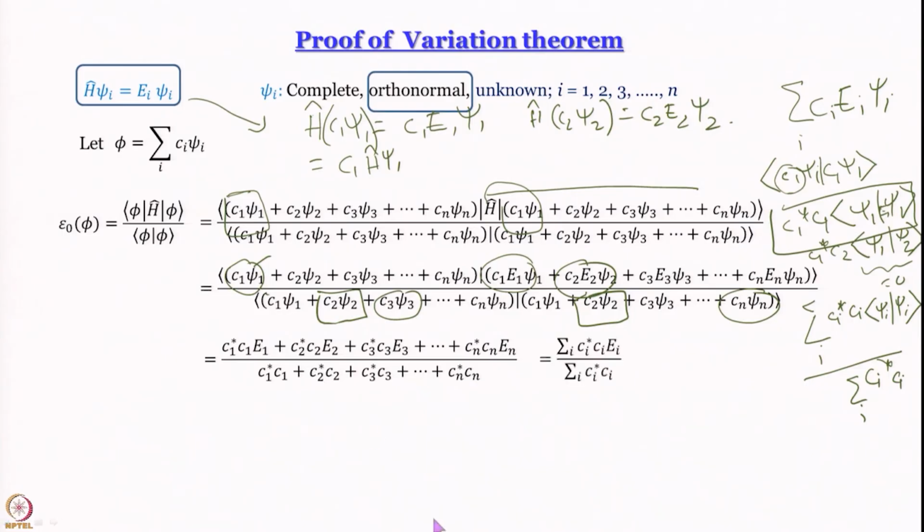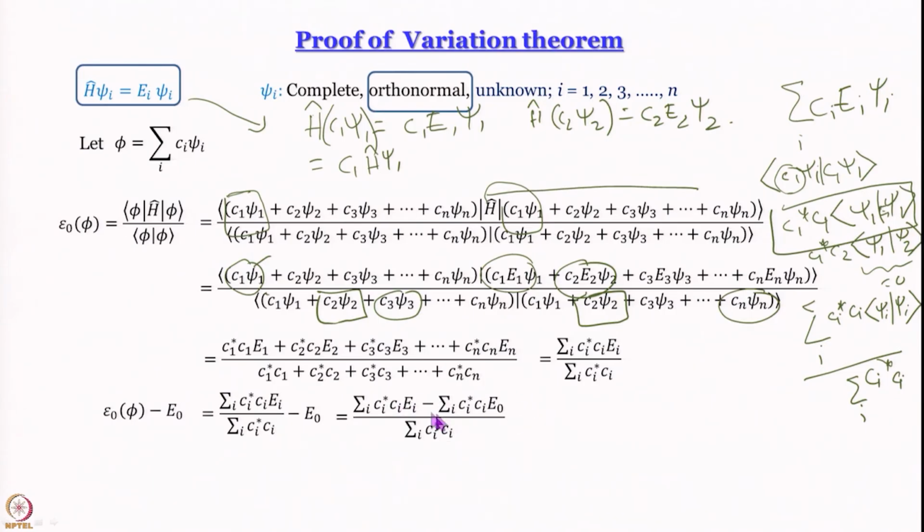Okay. So I will write it as summations, and I made a mistake while writing the numerator. So this is the sum over i of Ci star Ci Ei divided by the sum over i of Ci star Ci. Okay. Now, what do I actually want? I am trying to prove the variation theorem, the upper limit theorem. So what I want to know is whether this epsilon 0 minus E0 is greater than or equal to 0 or not. So let me subtract E0 from the left hand side, then I have to subtract it from the right hand side also. So this is what I get, and these steps are simple.